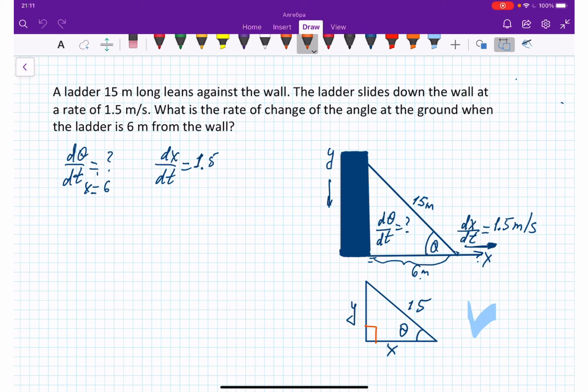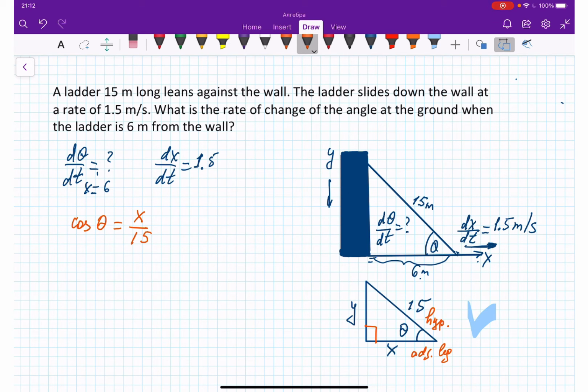All right, so because we have a triangle with a right angle, I can find cosine or sine of theta. Let's take, for example, cosine theta, because we have the change dx by dt. We are given x, therefore it would be easier to find cosine, which is adjacent over hypotenuse. So cosine theta is going to be equal to the adjacent leg over the hypotenuse. The side opposite the right angle we call the hypotenuse. So it's going to be x over 15.